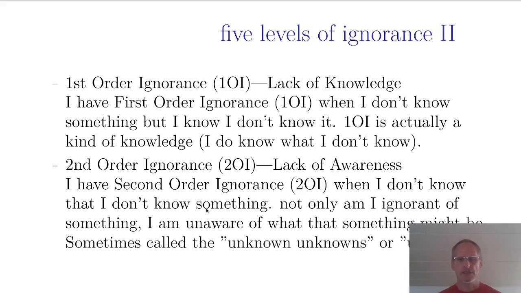Second order of ignorance is then a lack of awareness. So here, I don't know that I don't know. So I have second order of ignorance when I don't know that I don't know something. Not only am I ignorant of it, I'm unaware that this is to be known. I'm unaware of what that something might be. So the unknown unknowns. Even an abbreviation exists: UNK. So the unknown unknowns.